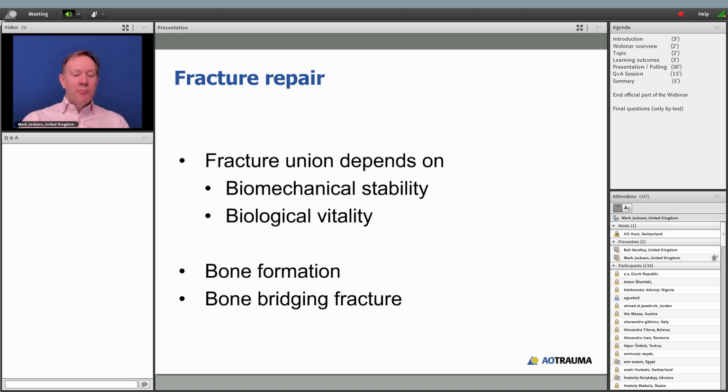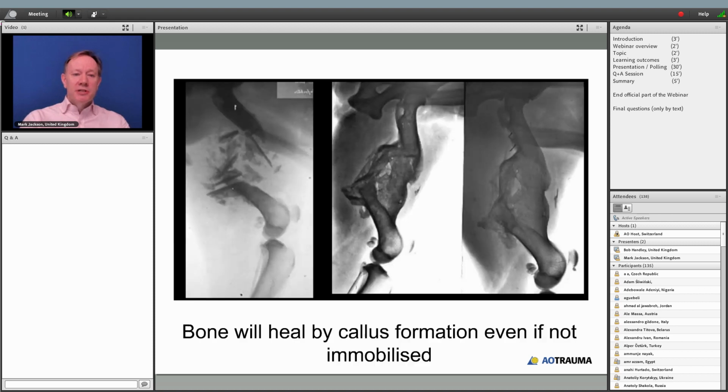Fracture union, the process, depends on two main factors, which are biological and mechanical. So the biomechanical stability, but also the biological vitality of the tissue. And it will heal by the formation of bone, and then to bridge and cause union, the bone needs to bridge across the two ends of the fracture. And this can happen without treatment. And we'll see this case again then.